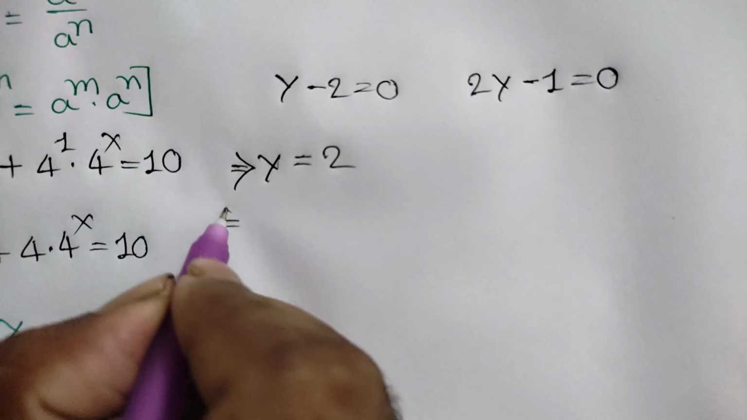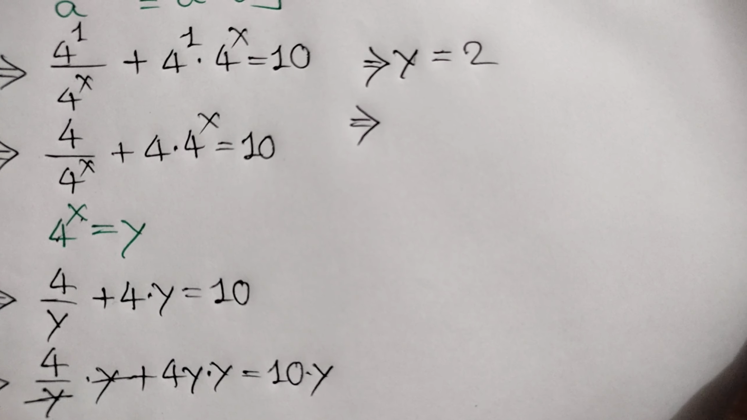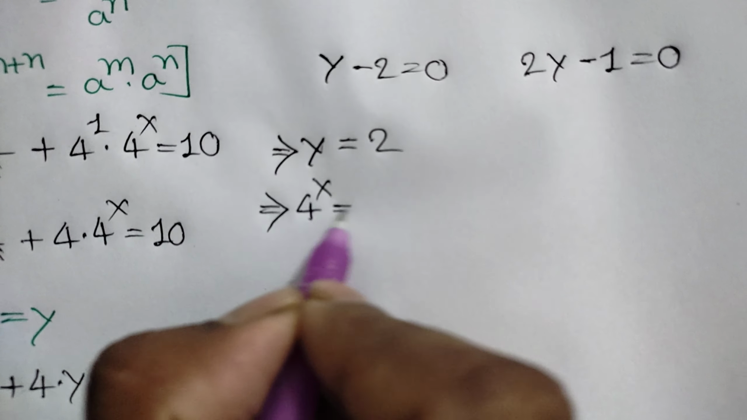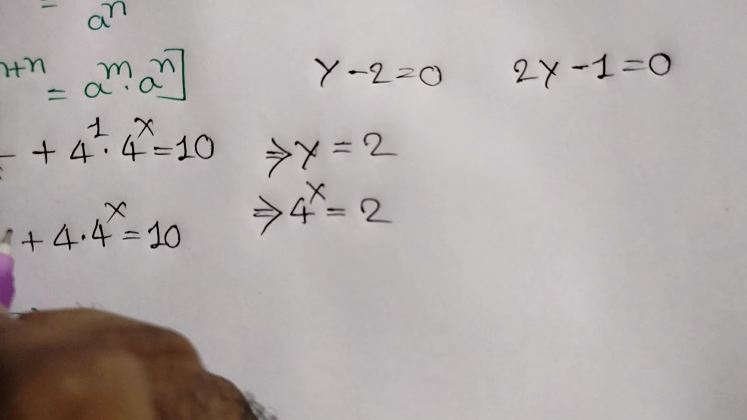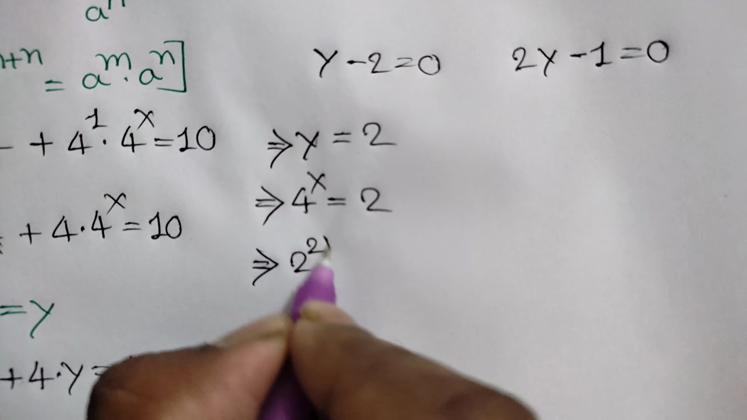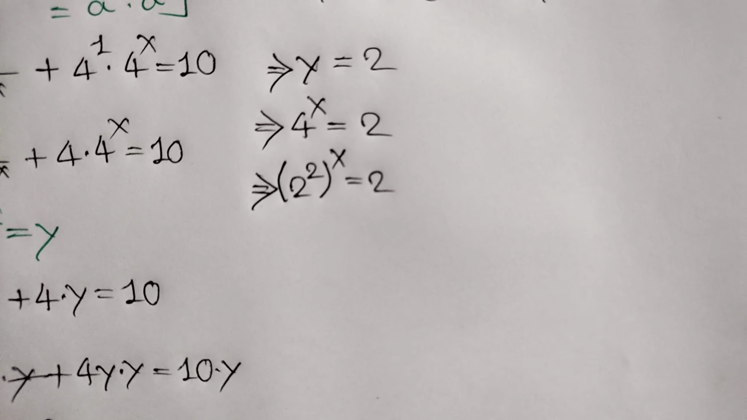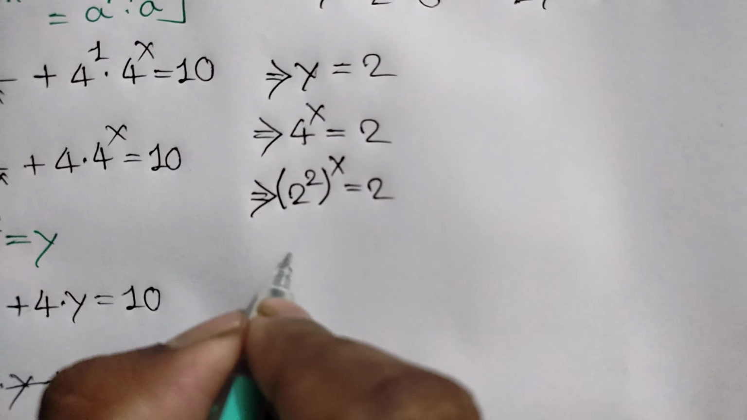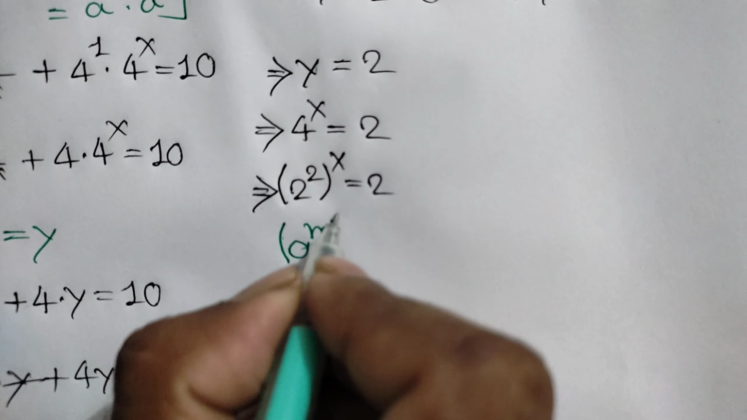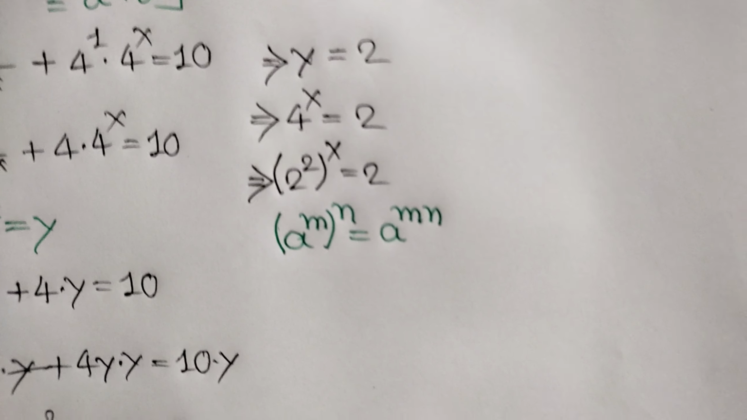But remember, we let y be equal to 4 to the power x, so we can write 4 to the power x is equal to 2. Now 4 can be written as 2 square. I know the exponential rule: a to the power m whole to the power n is equal to a to the power mn.